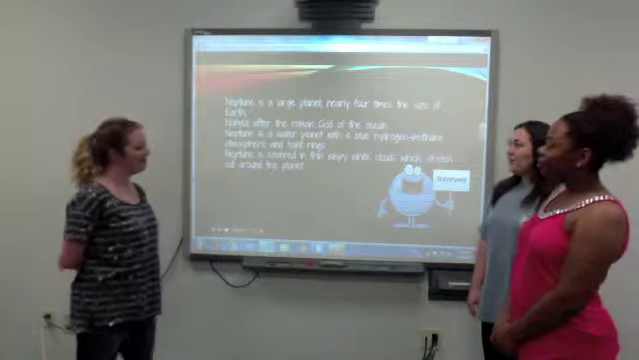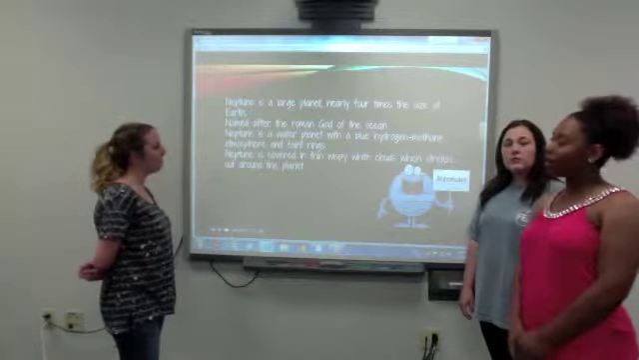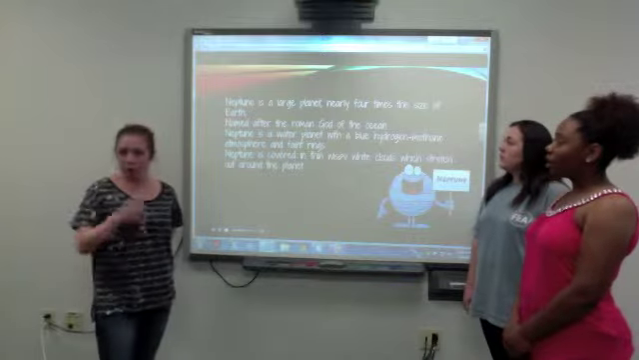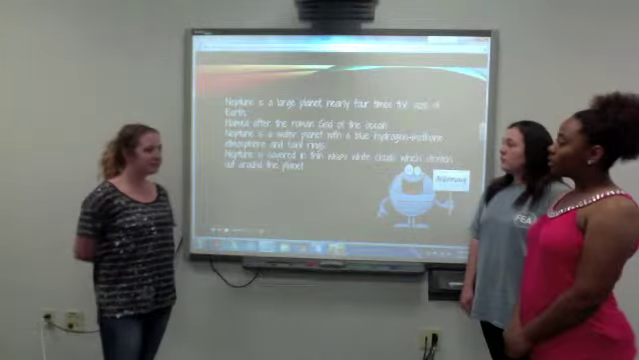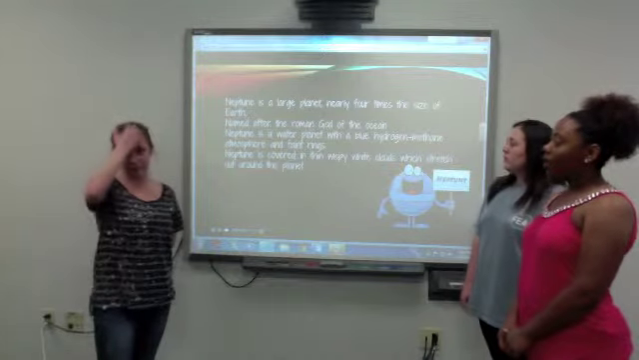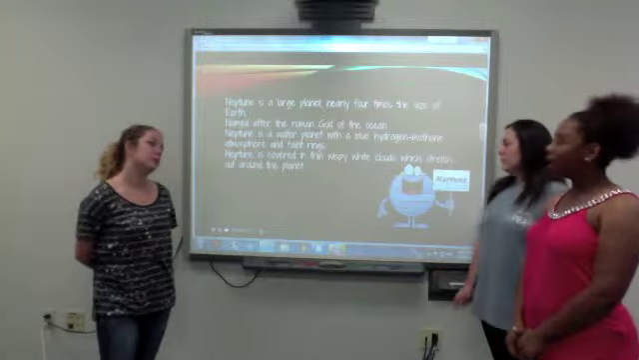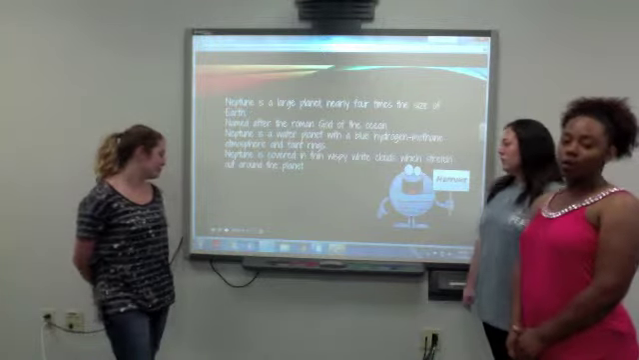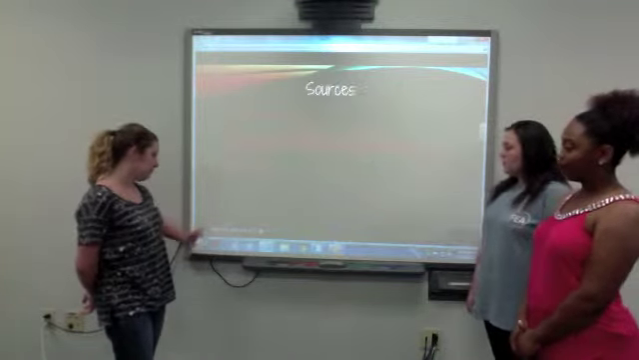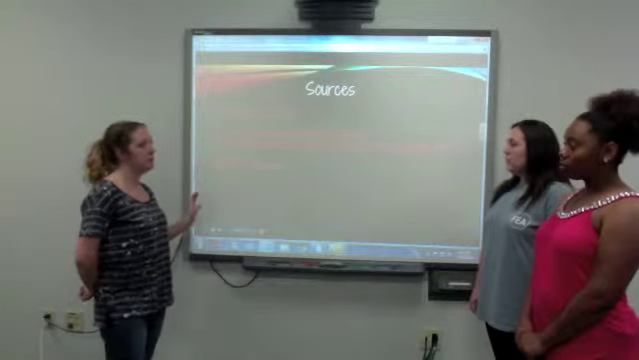And last, we will teach them about Neptune. It is a large planet nearly 4 times the size of Earth, named after a Roman god of the ocean. Neptune is a water planet with a blue hydrogen methane atmosphere and faint rings, and Neptune is covered with wisp-like clouds which stretch out around the whole planet. And then lastly, we just have a page of our sources so the kids know that we cite our sources.